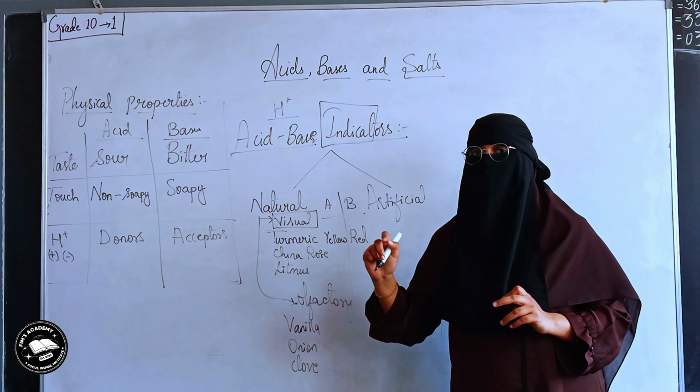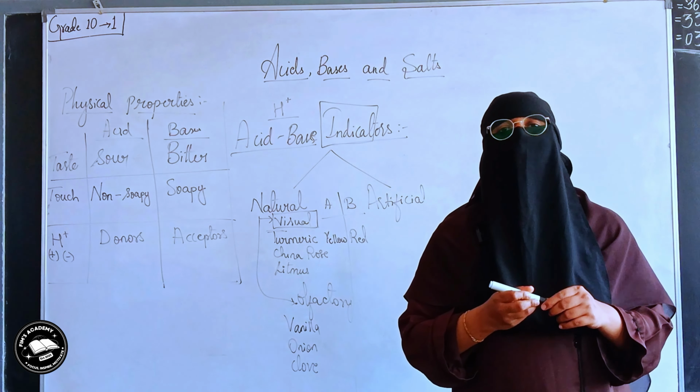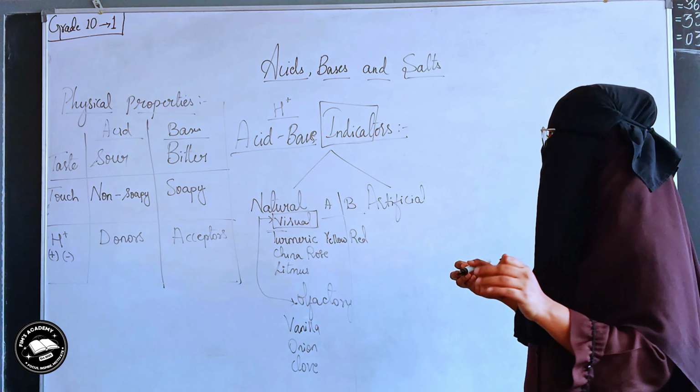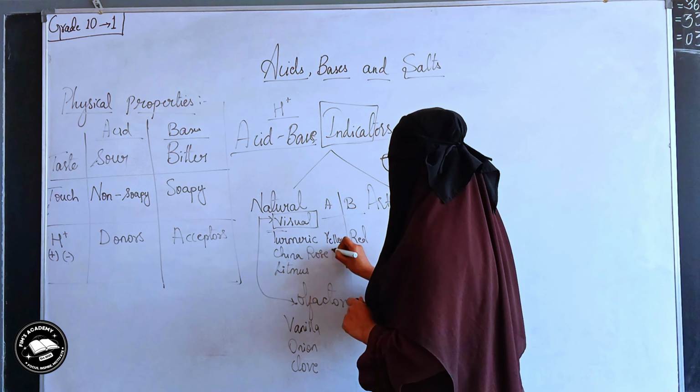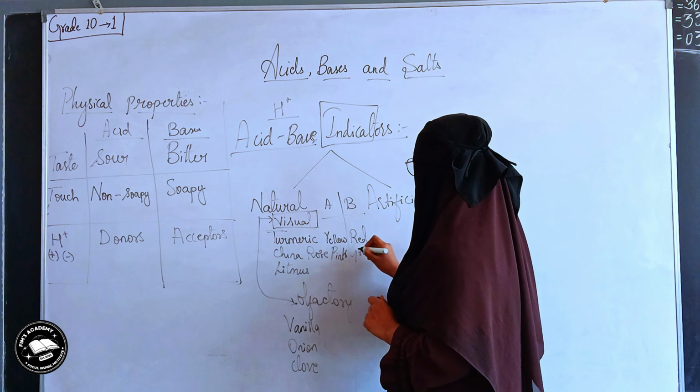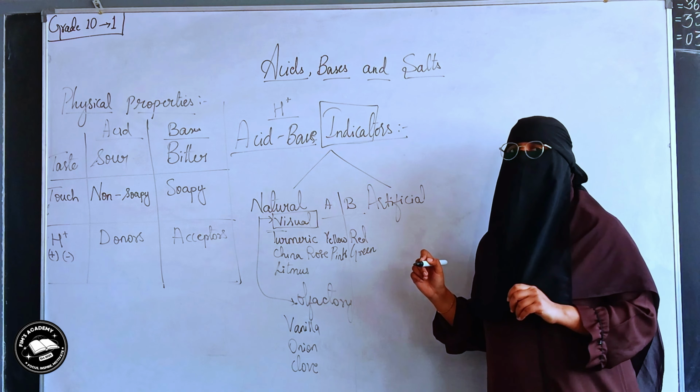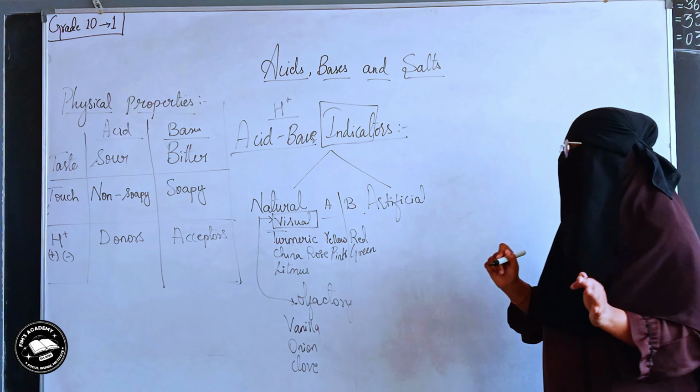Next one is China rose. When you prepare a China rose solution, it will remain pink in color. With an acid it will give a pink color, but when it comes to a base it will turn green, and that's how it indicates whether the given substance is acidic or basic.